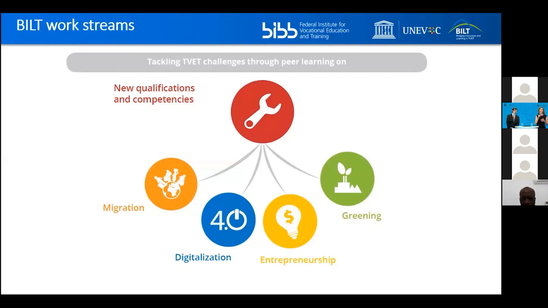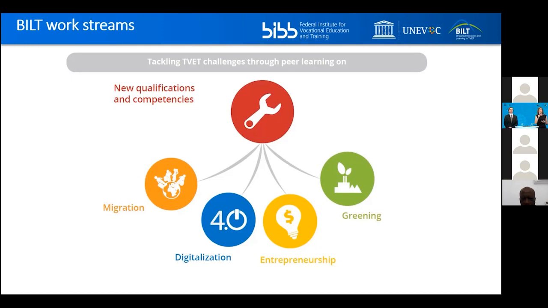Now, BILT addresses 5 thematic areas. New qualifications and competencies serves as the overarching BILT theme. And why is that? Why is new qualifications and competencies our overarching topic? Well, that is because qualifications and competencies must respond to emerging trends from society, economy, and the labor market.